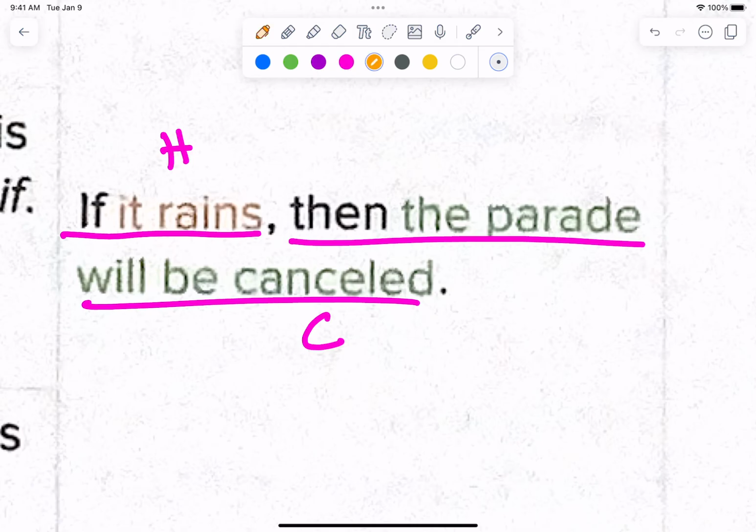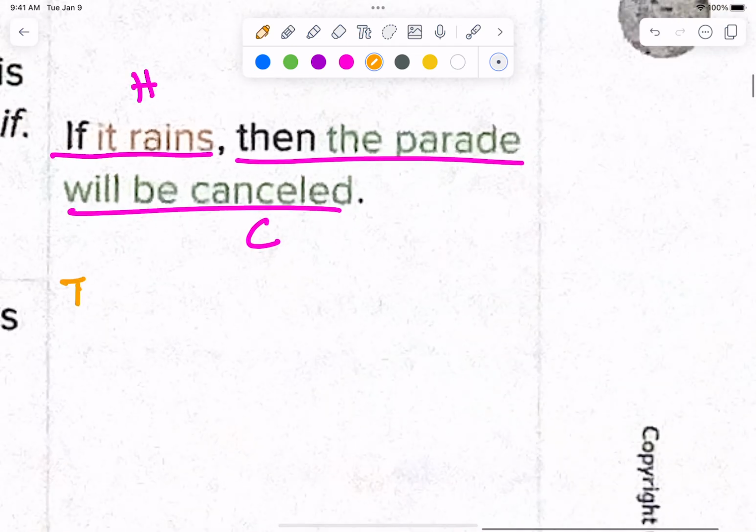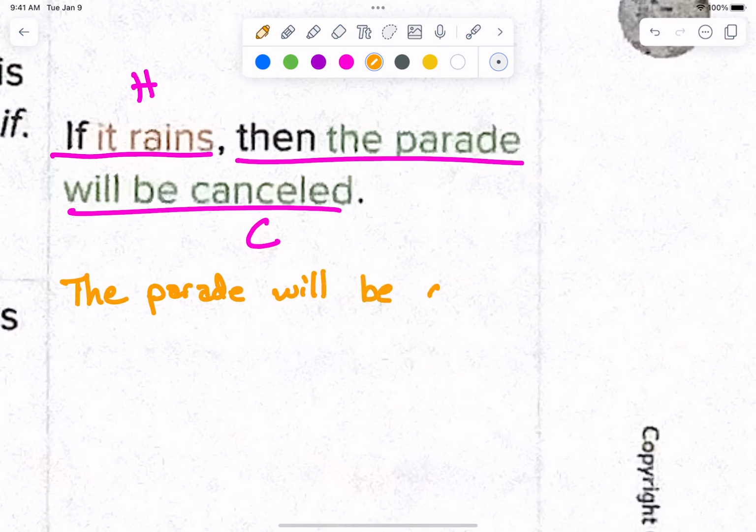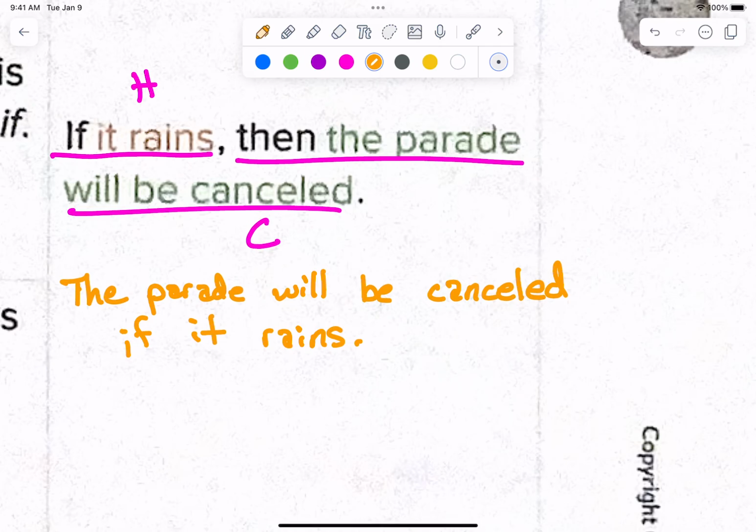Until they do this. The parade will be canceled if it rains. Write this down. Okay, what's the hypothesis? The hypothesis is not the first part.